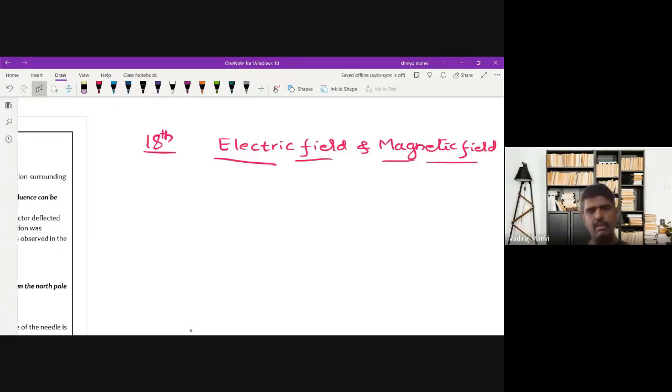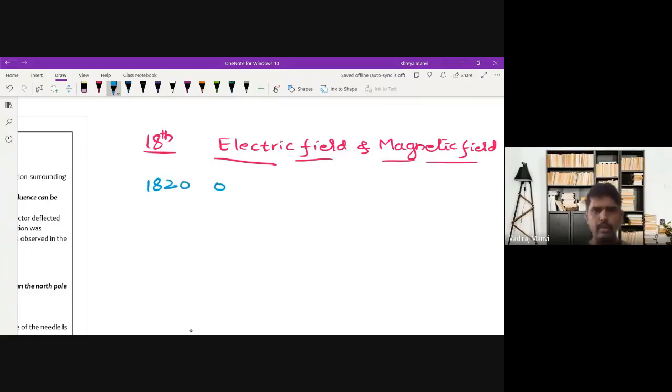For example, whenever you defined electric field, you said it is the space around a charge where another charge experiences a force. Similarly, before the 18th century, they used to define magnetic field in the same way: magnetic field is the space around a magnet where another magnet experiences a force. Remember, now this definition doesn't hold good, because that was the definition they used before the 18th century. Then later they came to know that the electric field and magnetic field are interrelated. That was in 1820.